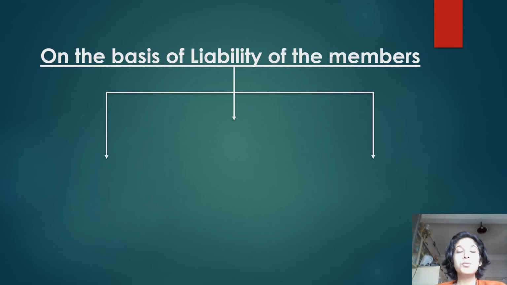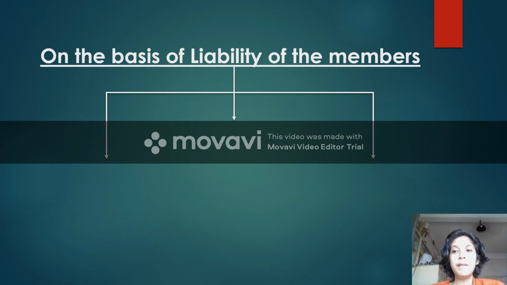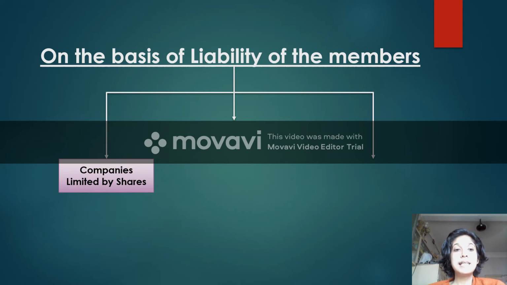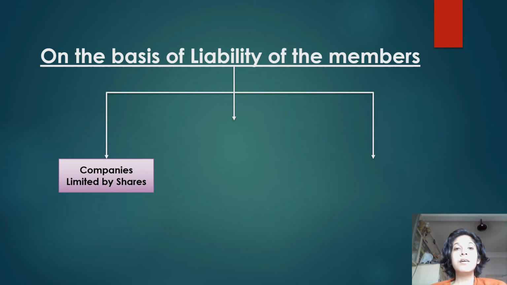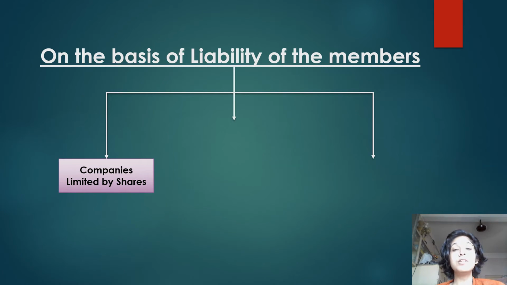First of all, we have to understand that on the basis of liability of the members, how many types of companies there can be. Okay, so there are basically three types of companies, and we are going to learn them one by one. The first type is companies limited by shares. Let me first clear what this liability of the members is. Liability of the members means that at the time of winding up, that means when the company wants to cease its operation, it wants to end its operation for any reason. Whatever may be the reason, the company wants to stop everything. The company wants to close down.